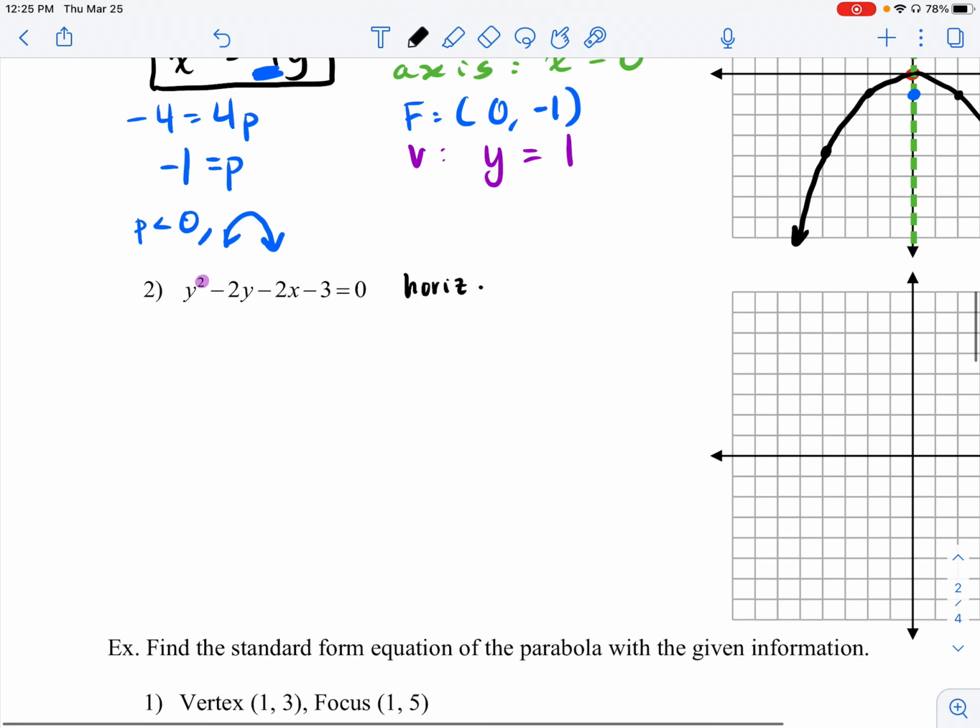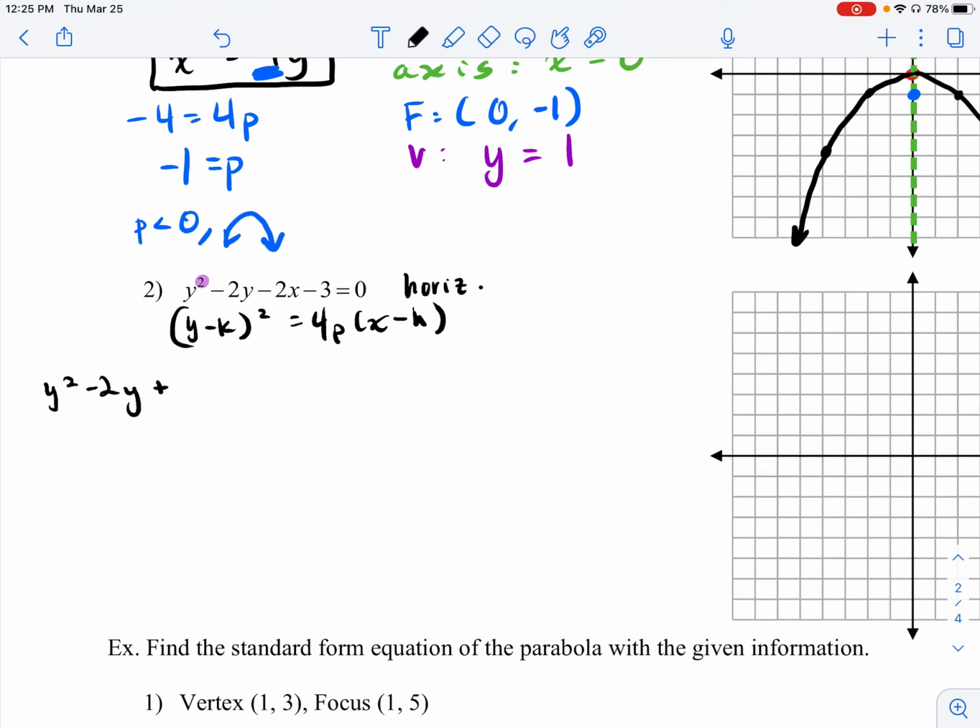So if I want this to look like (y minus k) squared is equal to 4p times (x minus h), I want this equation to look like it's in this form. So again, we're going to need to complete the square. So let's write y squared minus 2y plus some value. And let's go ahead and move our x and constants over to the other side. So we've got 2x plus 3 and plus whatever we add there in order to complete the square.